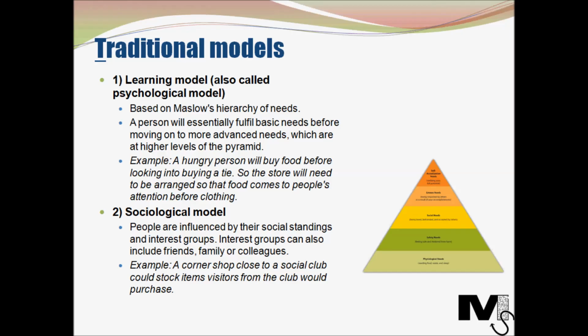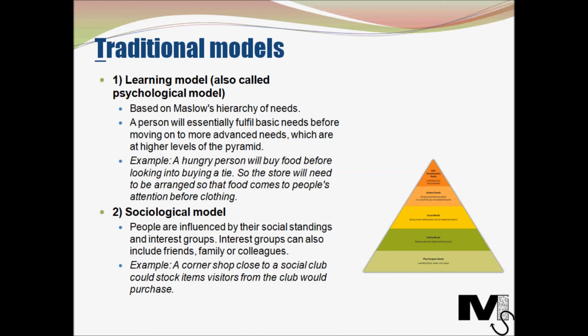The next model is the sociological model. Now, the sociological model elaborates that people are influenced by their social standings and interest groups. Interest groups can include friends, family, or colleagues. People tend to buy in accordance to their interest groups' habits, expectations, and tendencies.